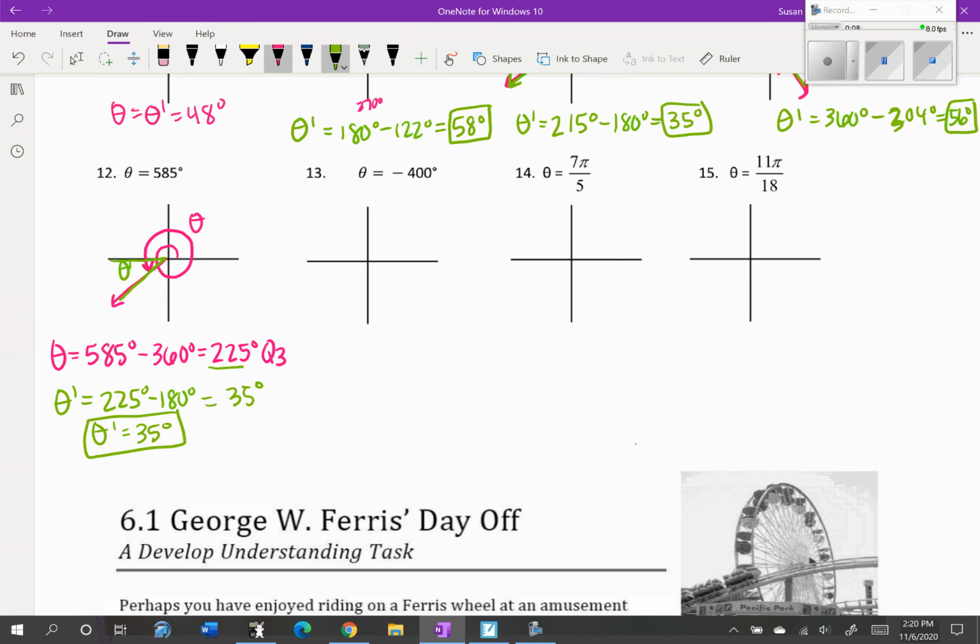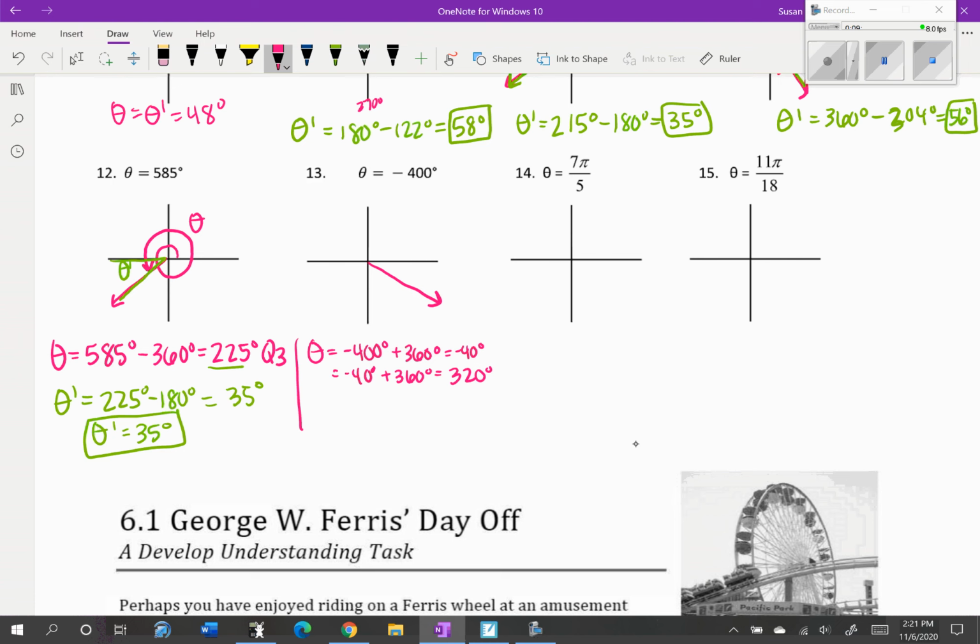Looking at the next one, for question 13, we have theta is equal to negative 400 degrees. So to find the coterminal angle, we're going to add 360 degrees to that. So when we add 360 degrees, we get negative 40 degrees, which is still negative. So we're going to take that answer and add another 360 degrees because we want our answer to be positive in between 0 and 360, which gives us 320 degrees. So that tells me I'm in quadrant 4.